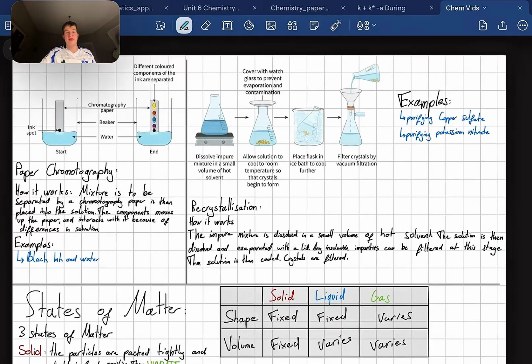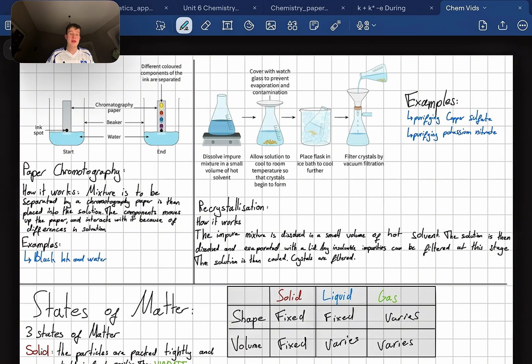Another separating technique is paper chromatography, where the mixture is separated using chromatography paper, which is placed into a solvent. In this case, it's going to be water in the image, and the components move up the paper and interact with it because of their different solubilities. As we can see in the example, we have black ink spot, and as time passes we see how the different colors shift up, and this helps us to separate the ink components.